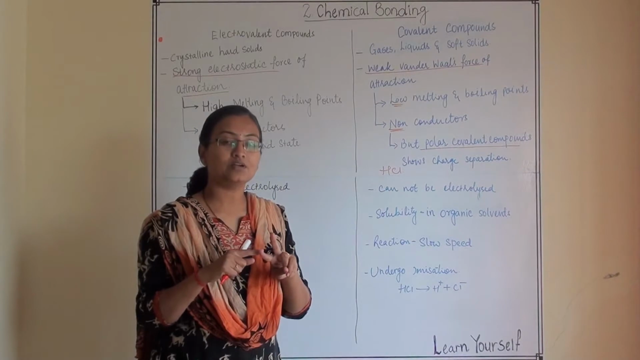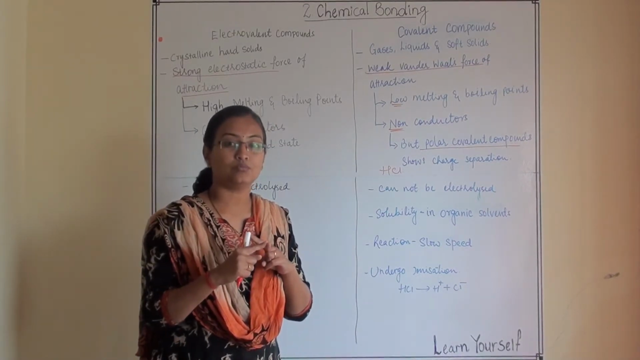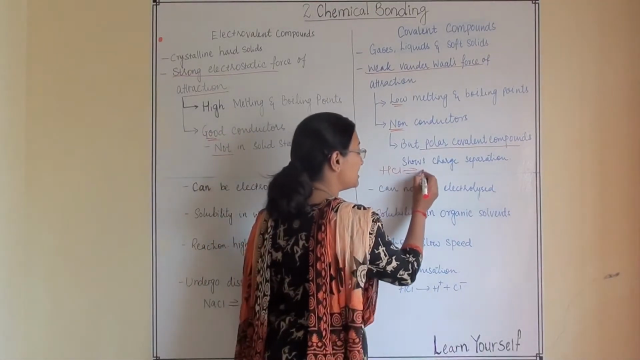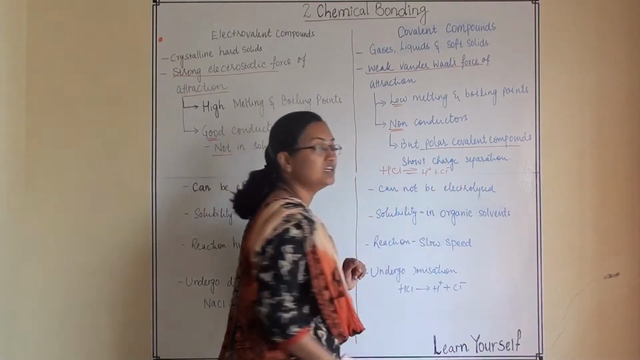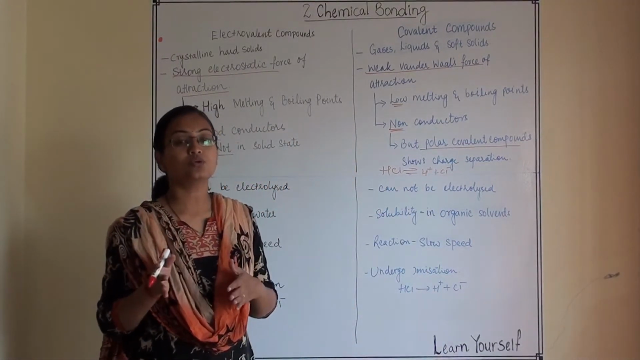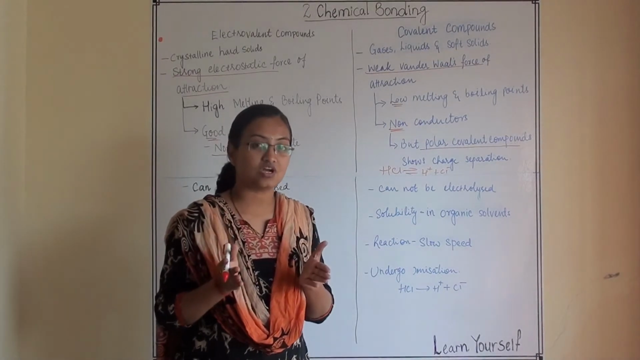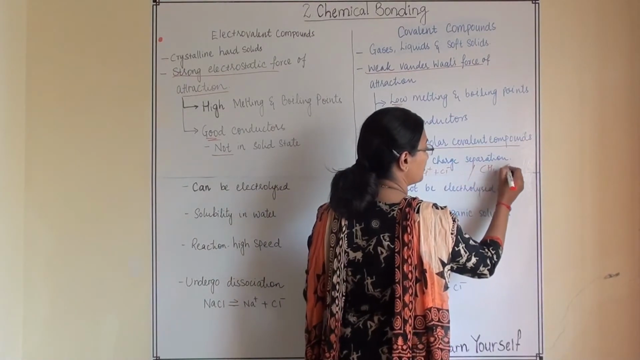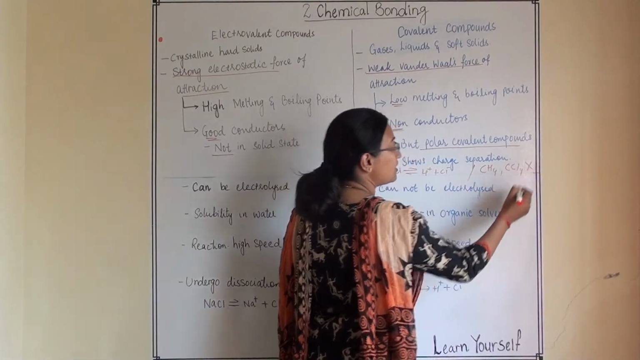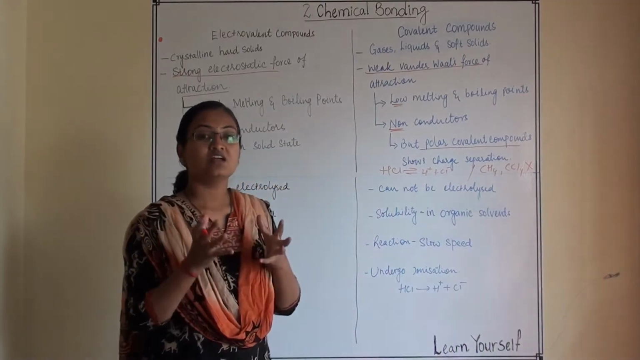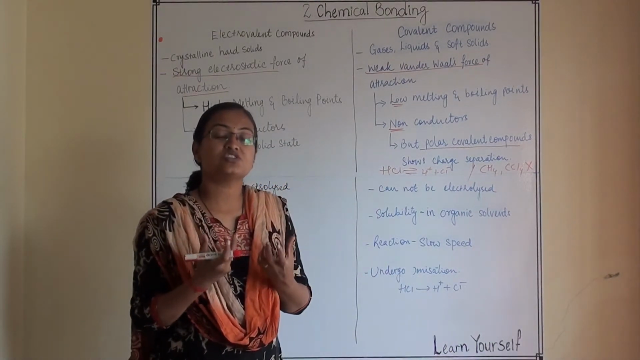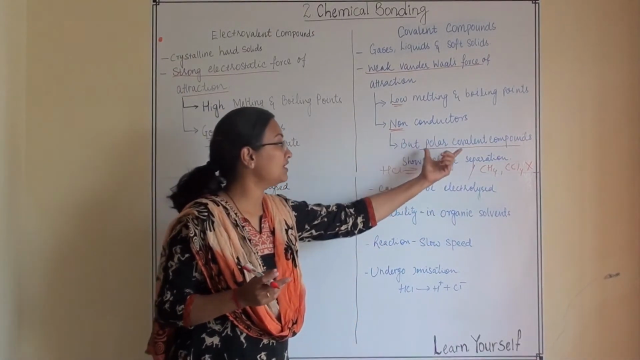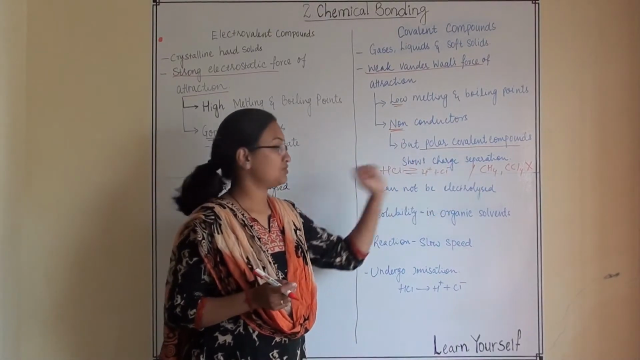So whenever you are thinking about covalent compounds, you need to think about both types of compound. One is a polar covalent compound and one is a non-polar covalent compound. Polar covalent compounds always show charge separation, so they can conduct electricity after the separation of the charge, but non-polar covalent compounds cannot show charge separation. For example, CH4 and carbon tetrachloride cannot conduct electricity because they cannot show even partial charge separation.